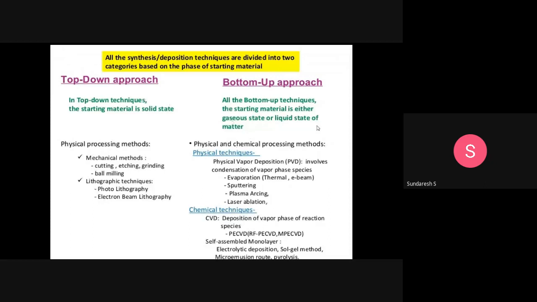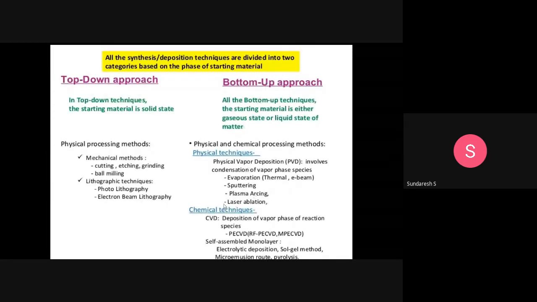When it comes to a bottom-up approach, the physical and chemical processing methods. It also has physical as well as chemical techniques. Under physical techniques, we have physical vapor deposition (PVD), which involves condensation of vapor phase species and evaporation, sputtering, plasma arcing, and laser ablation. So these are the different physical techniques which come under bottom-up approach.